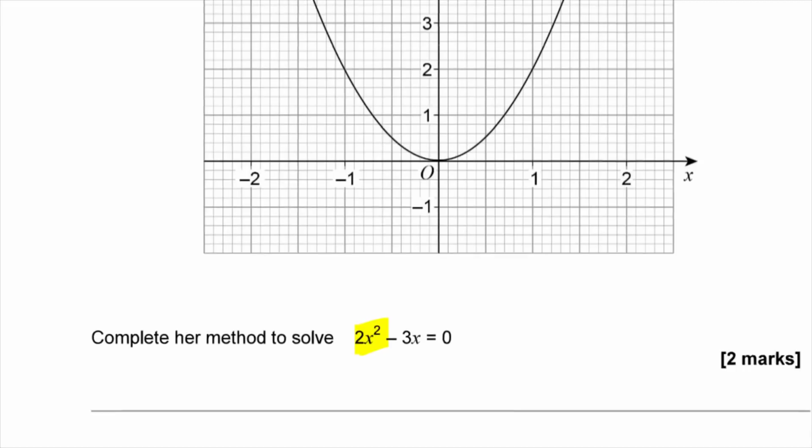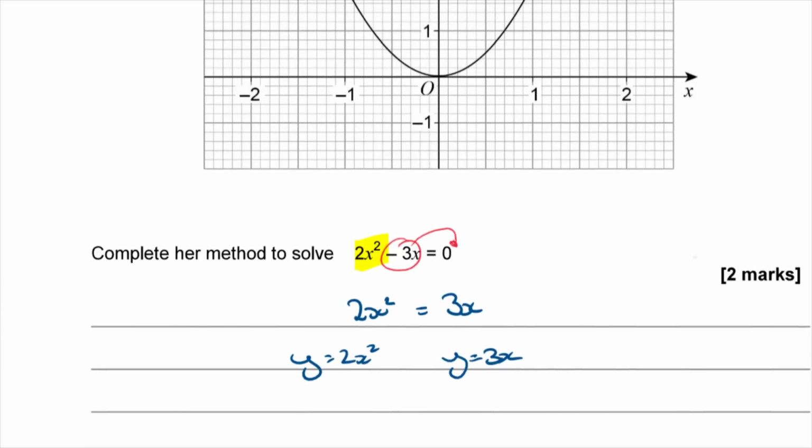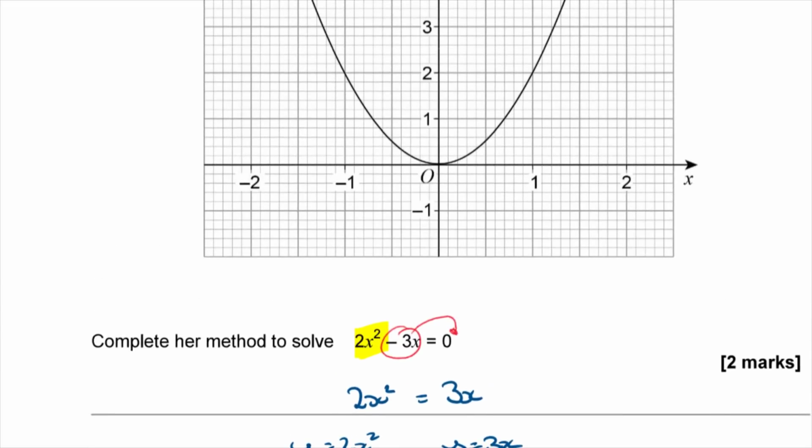In other words, we need to find when 2x squared is equal to, well, just moving that over there, look. I need to find out when 2x squared is equal to 3x. Now I've already got the line y equals 2x squared drawn, so if I draw the line y equals 3x, then I can find where those two lines are both the same at the points of intersection.